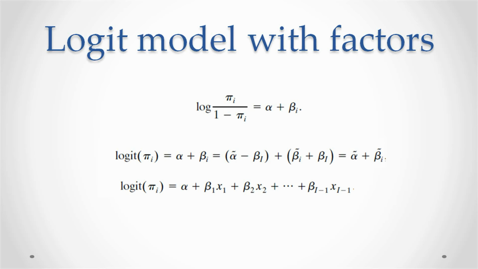Note that when we have capital I categories, we can introduce I minus 1 dummy variables and also get the dummy variable formulation of the model as logit of pi I equal to alpha plus beta 1 x1 up to beta I minus 1 x I minus 1, where x1 to x I minus 1 are the dummy variables for any I-1 of the categories.